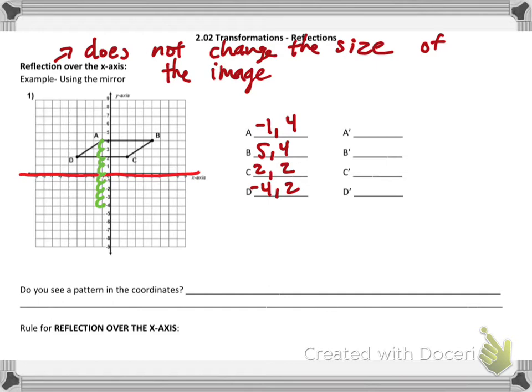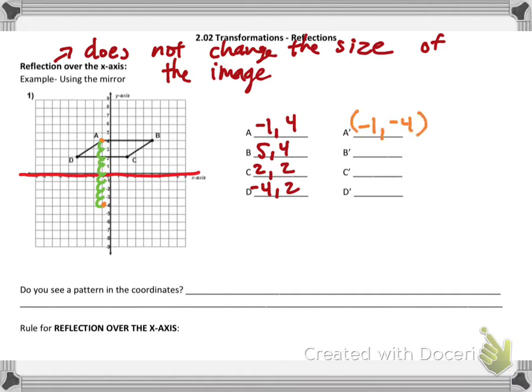Let me put that in a different color. So my A prime will be -1, -4.